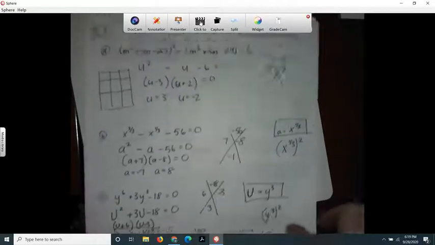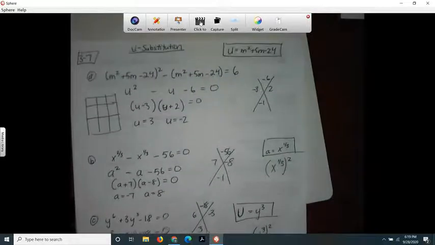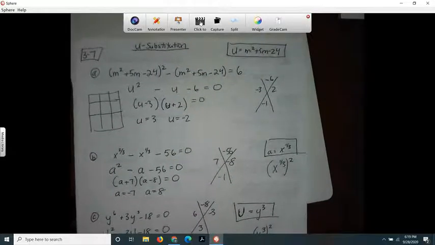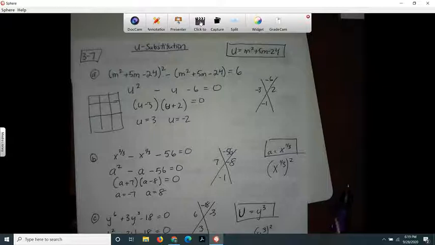There's this thing called u substitution. They don't tell you that's what it's called, but they're going to call it Graciella's method. Okay, and you might have to do this sometimes.